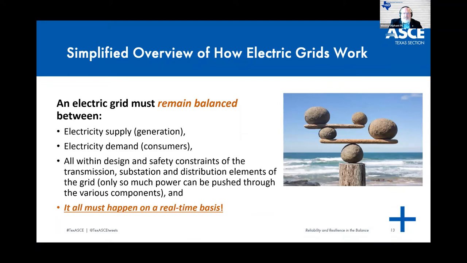The complexity of the grid is that the electric grid must maintain balance and equilibrium at all times. Supply, the generation of electricity, must always match demand, the consumption of electricity. And that balance must be maintained, and it must happen in real time. We can't store electricity. This is the reason for the balancing authorities mentioned earlier, and why we have to have an entity to manage that balance. We cannot store electricity in significant amounts.